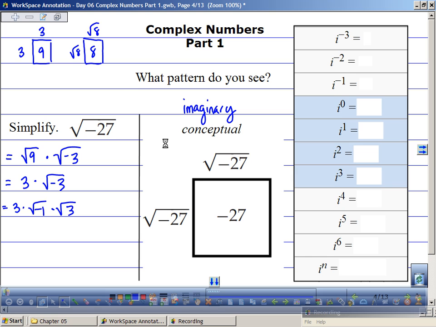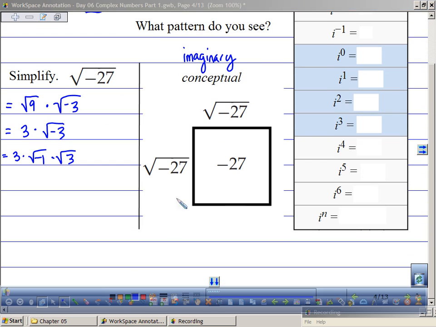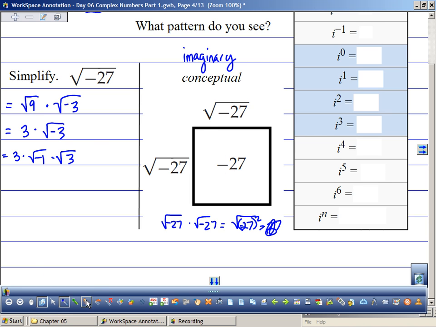Okay, so some of you said, but a negative times a negative is a positive, right? So under that thinking, it would be the square root of -27 times the square root of -27 equals -27 squared, which is just 27, but that's not what this says. This is why we need imaginary numbers. You follow? Because it doesn't make positive 27. It makes negative 27, which is imaginary. So, let's keep going on this first. Okay, so let's go back to this one.